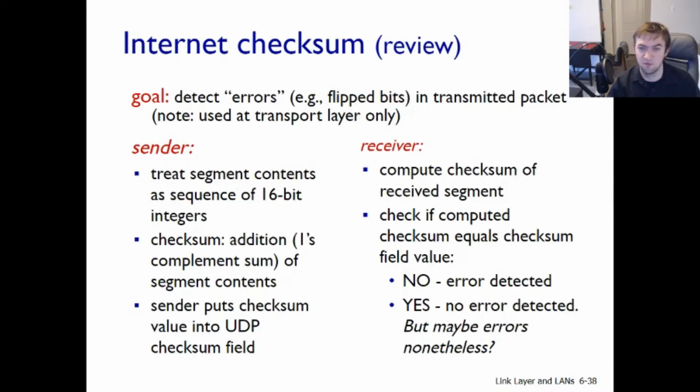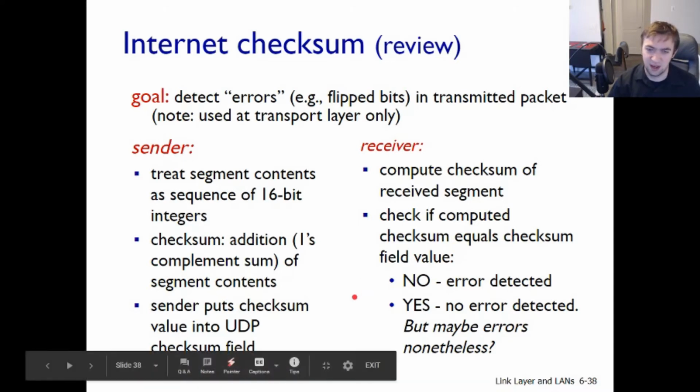So just to briefly review, we've already talked a little bit about the internet checksum. This is used to detect errors, which are flipped bits in a transmitted packet, used generally at the transport layer. The sender takes the transport segment contents, represents them as a sequence of 16-bit integers, and the checksum is the addition of the segment contents, taking the ones complement sum. The sender puts this checksum value into the UDP checksum field, and the receiver makes sure that it actually is the right addition. If the number does not add up, then obviously there's definitely an error. If the number does add up, then no error is detected. This doesn't mean there is no error, it just means that you didn't find one.